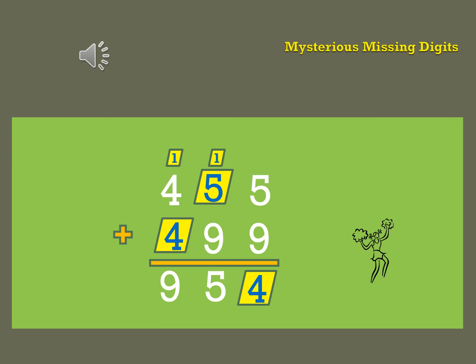We trade in 10 tens for 1 hundred. Leave the 5 in the tens place and carry the 1 hundred into the hundreds place. 4 plus 1 is 5. We have 9 hundreds, so we need 4 more to have 9 hundreds. Continue on to the next slide and complete the next problem.